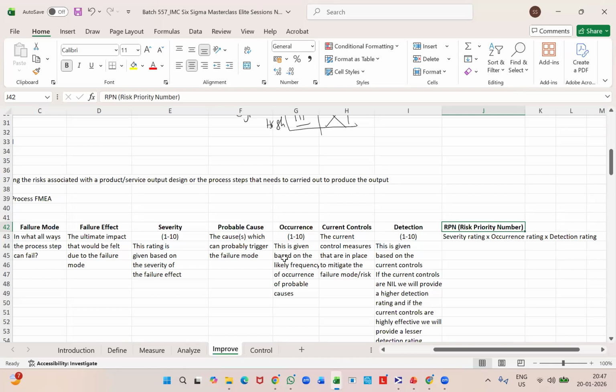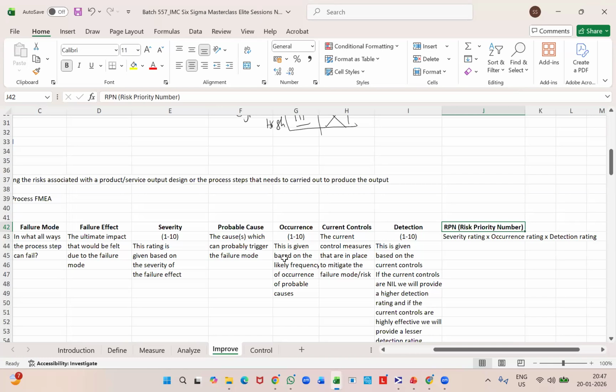In fact, in the black belt final assessment, you can get a question with regard to RPN calculation. They would have given the severity rating, occurrence rating, and detection rating for a particular process, and they will ask you to calculate the RPN. So we need to simply multiply all three rating scores to get the RPN value.